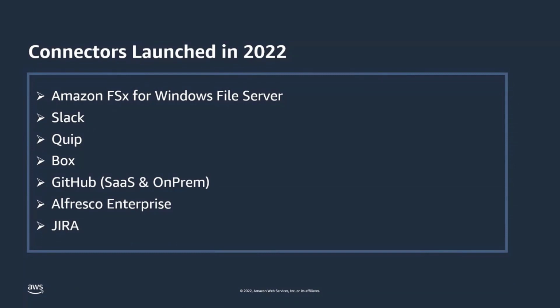And here in 2022, we've launched a number of new connectors. Here are just some examples that we've launched since the start of the year. We're proud to announce that we've launched Amazon FSx for Windows File Server, Slack, Quip, Box, GitHub, Alfresco Enterprise, and Jira as new connectors this year. We're excited as well for any other future connectors that we will launch, so please feel free to stay connected with the AWS What's New blog to see any future connectors that Amazon Kendra releases.